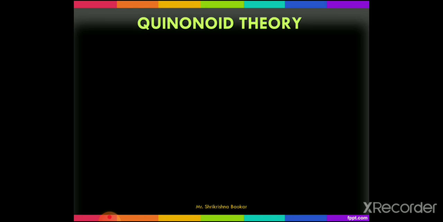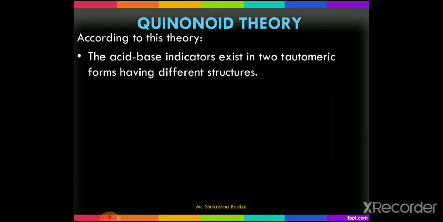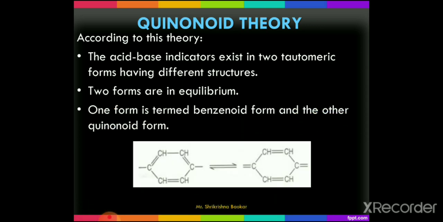Now, the second important theory for indicators is the Quinonoid theory. According to this theory, the acid-base indicator exists in two tautomeric forms having different structures. The two forms are in equilibrium. One form is termed the benzenoid form and the other is termed the quinonoid form.